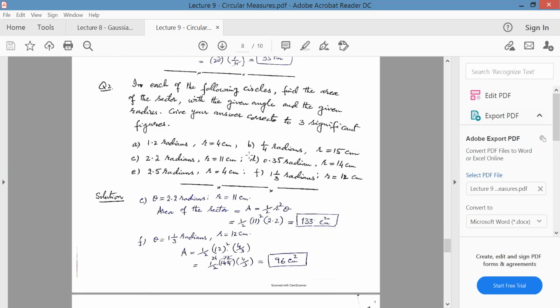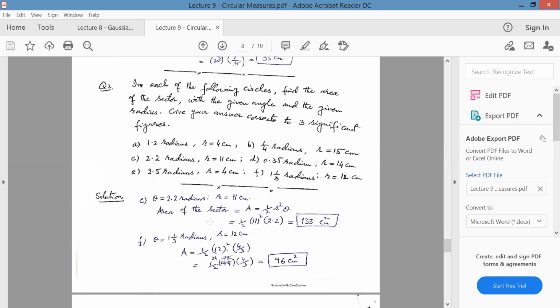Switching over to question number 2. In each of the following circles, find the area of the sector with the given angle and the given radius. Give your answer correct to three significant figures. These are various parts A, B, C, D, E, F. Okay, let me do part C. In part C, theta is 2.2 radians, R is 11 centimeter.